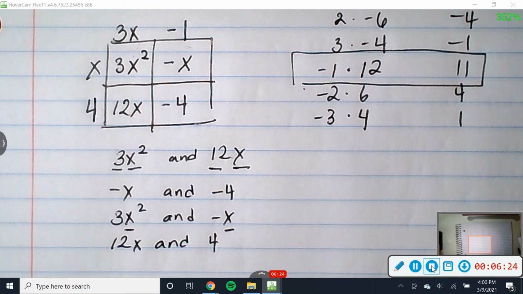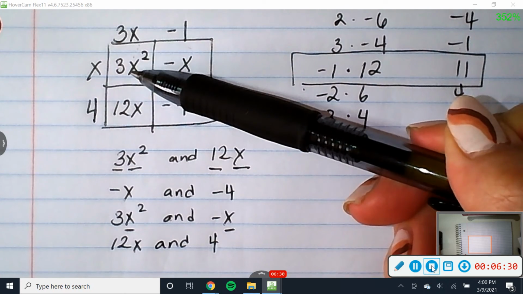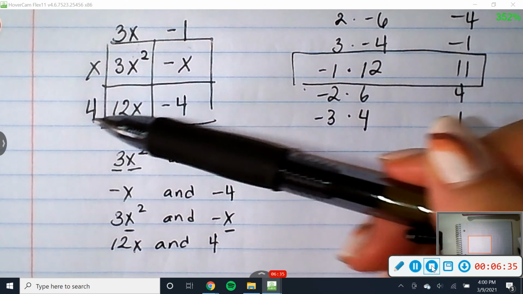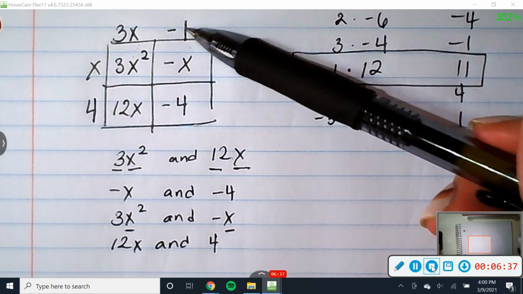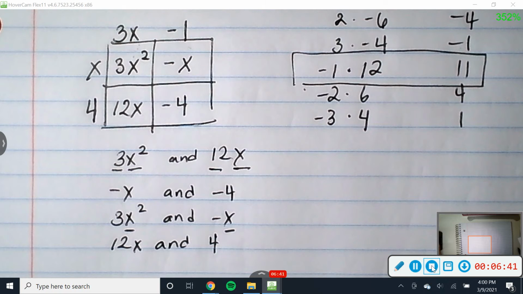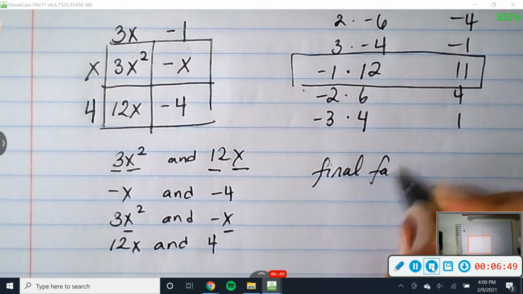Now, before we finalize our answer here, let's just double check we have the correct things on the outside of the box. 3x times x is 3x squared. Negative 1 times x should be negative 1x. 3x times 4 should be 12x, and negative 1 times 4 should be negative 4. Okay, so because all of that works out correctly, I know I have the correct numbers on the outside. Now it's just time to write our final factored answer.